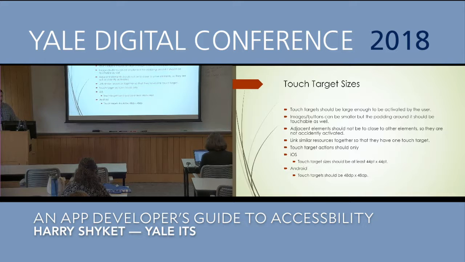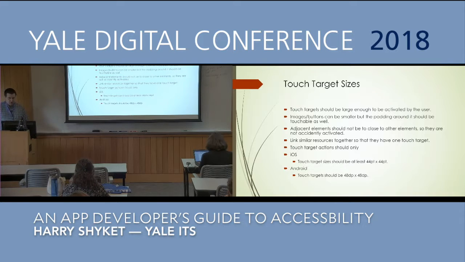So touch targets should be large enough to be activated by the user. Sometimes even those without disabilities, if you're trying to hold a bag and use an app at the same time, it's very difficult, right? Especially if you're trying to hit this little tiny dot on the screen to actually get it to activate something. So you want it large enough, and with iOS and Android, at the bottom you can see the touch target size recommendations that they have, so that they're easy to be activated by the user.